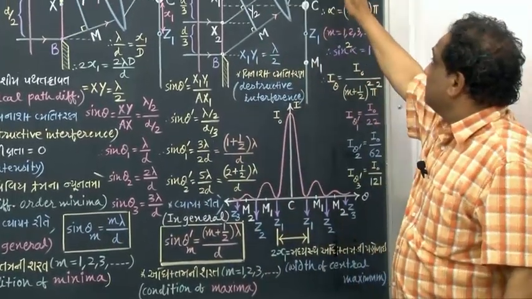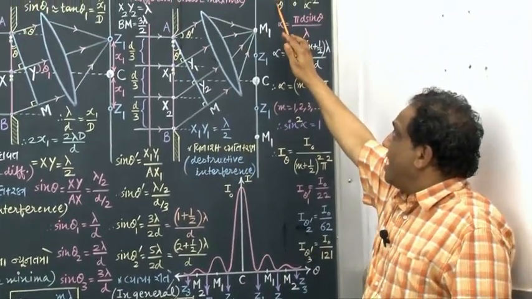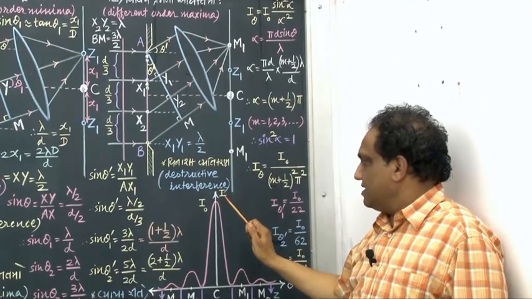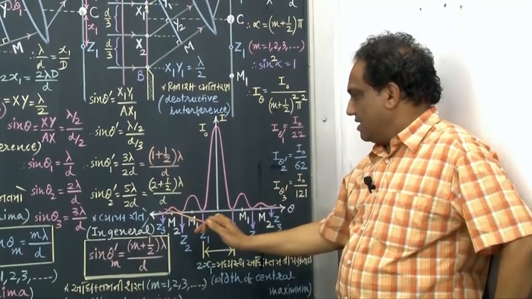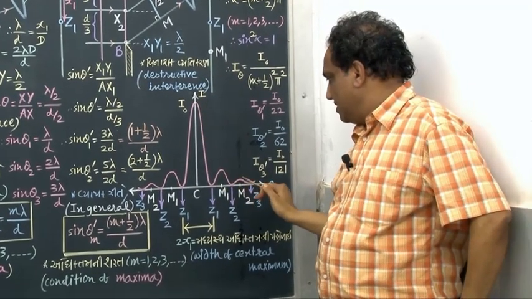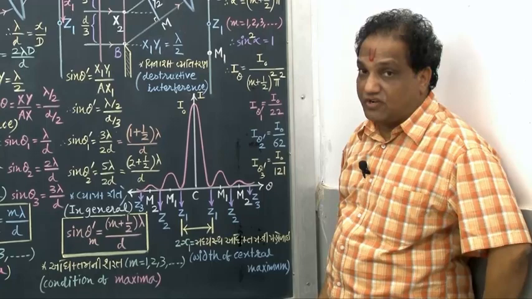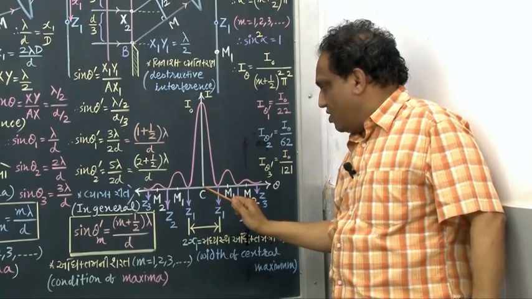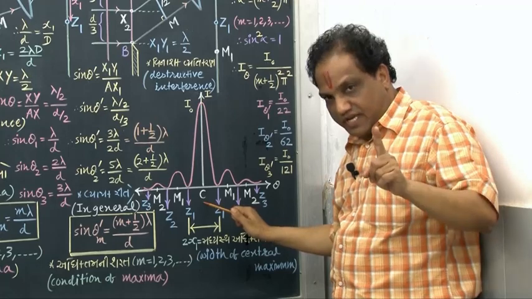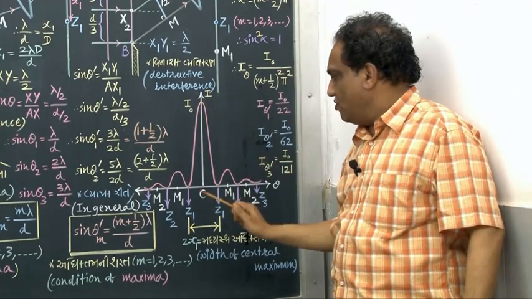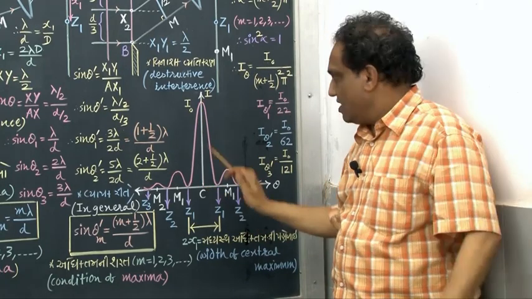Using this formula, if you plot a graph of I versus theta, the graph is this. This is the graph which gives you the distribution of intensity of light on the screen. This is the central point, that's why I'm putting C, where intensity of light is maximum, equal to I0. We call it central maximum.